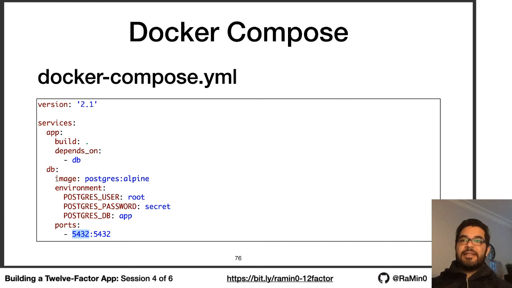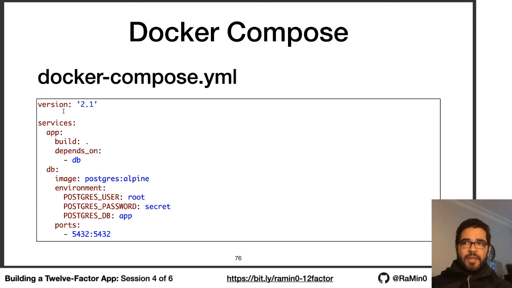So this is exactly similar to what we did in the past session, except that instead of doing it using the command line, we define it here in the docker-compose.yml file. So we don't have to rerun the Docker command every time and remember what kind of flags or parameters or arguments we need to pass to it for it to work.